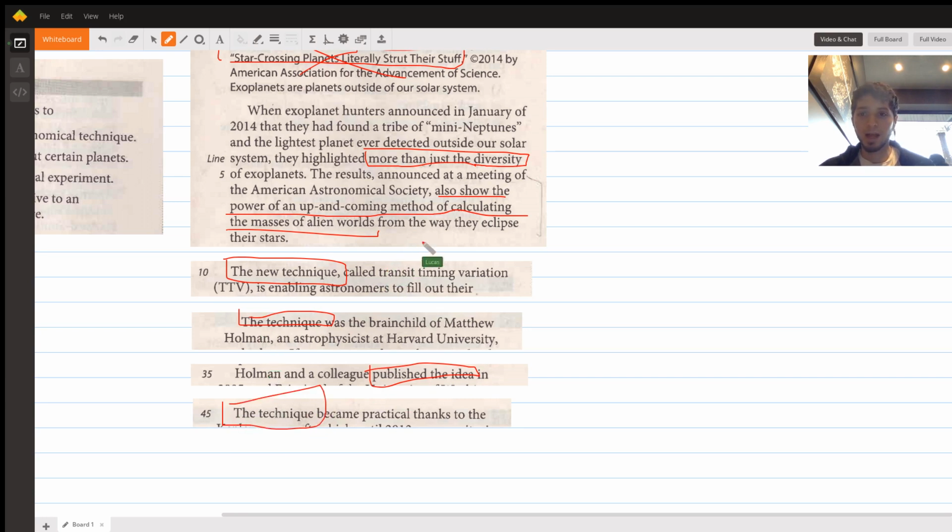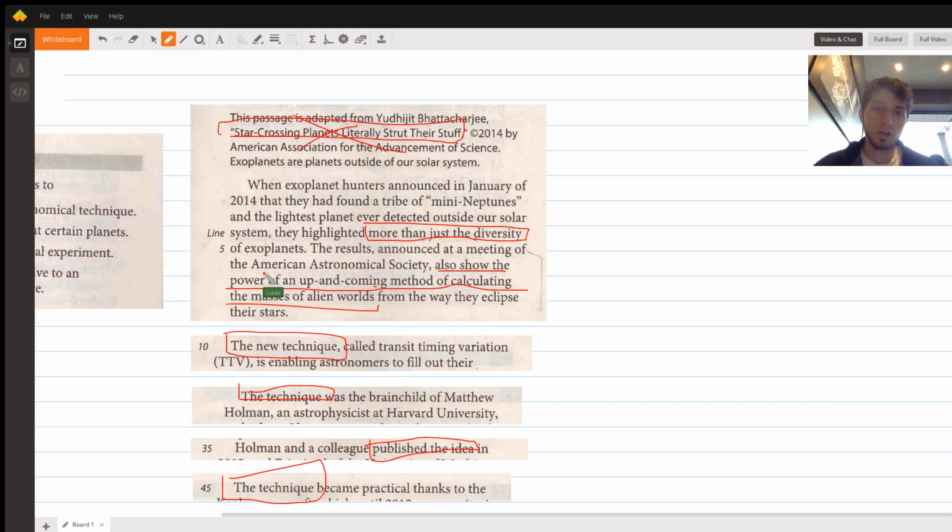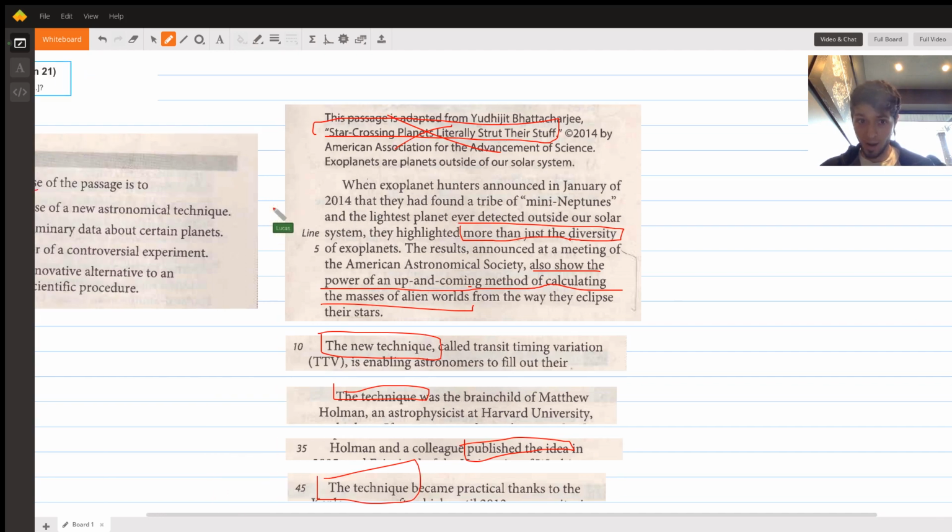So what we start to see is that the introduction paragraph sets up the fact of this finding. More importantly, it also shows the power of an up-and-coming method of calculating the masses of alien worlds. The new technique, the idea, the technique. So based on our general understanding of the passage, as well as these specific points in the text, I conclude that this whole thing is about this specific technique called TTV. And so we should expect our answer choice to relate to that.